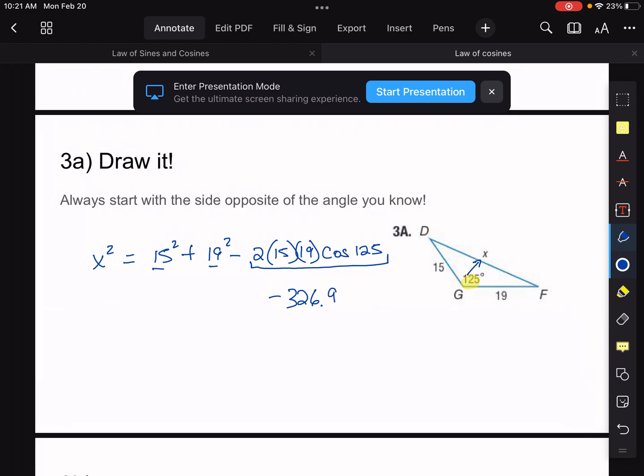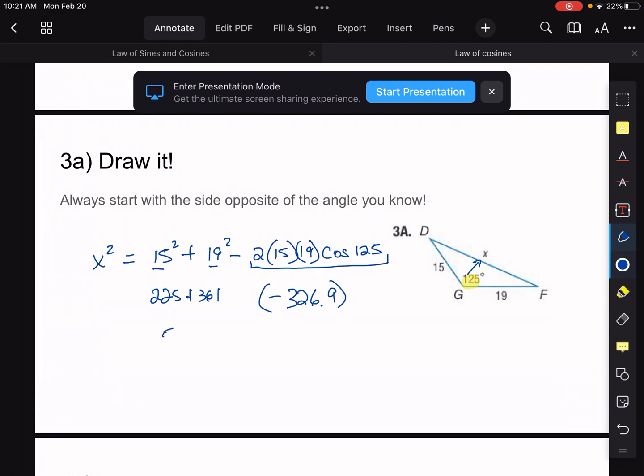Okay? And that's negative. So that whole thing simplifies to that. If you take 15 and square it, you should get 225. When you take 19 and square it, you should get 361. I encourage you to try those. When you add those together, you end up with 586.